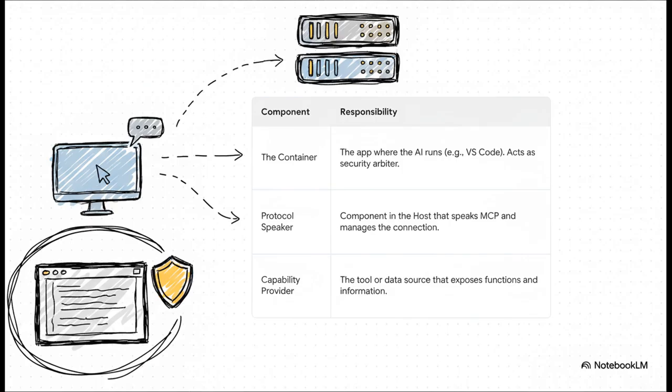Then you have the MCP client. This is the part that actually speaks the MCP language and manages the connection. And finally, and this is the most important part, you have the MCP host. This is the container, the application where the AI is actually running, like VS Code. This separation is genius because the host acts as the security guard, getting the final say on what the AI is and isn't allowed to do.